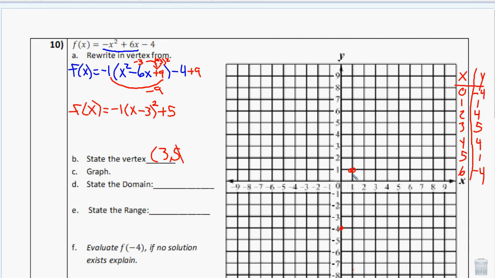I already know that this parabola is going to open downward because of the negative in front of the x squared. Make sure it looks like a U-like shape. It's called a parabola because it's quadratic. Label it.